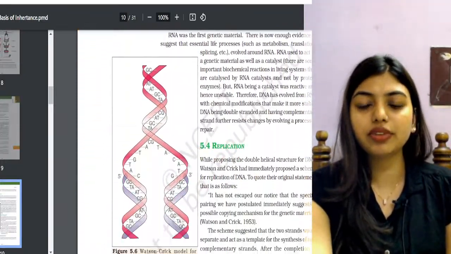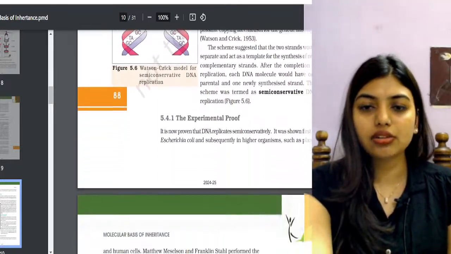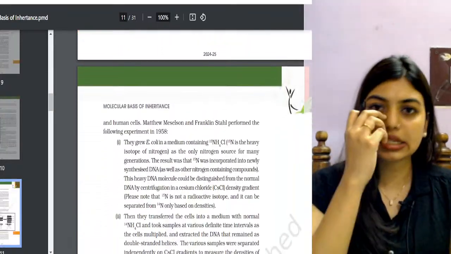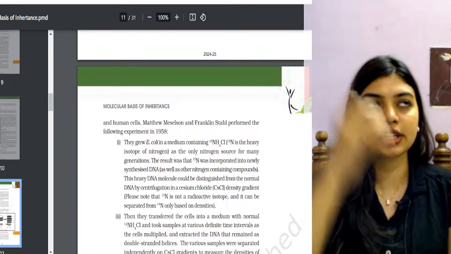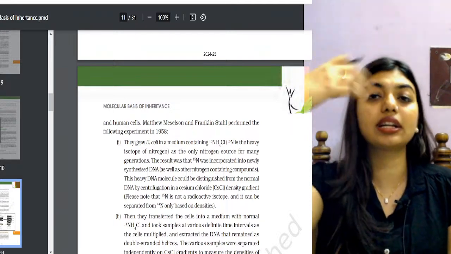Then RNA world, where we understood that RNA is not waste. It is going to do the job of catalyst. It's going to act as a tRNA. It's going to act as a messenger RNA. It's going to act like a catalyst.